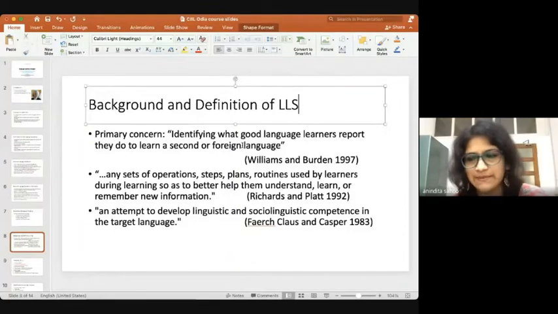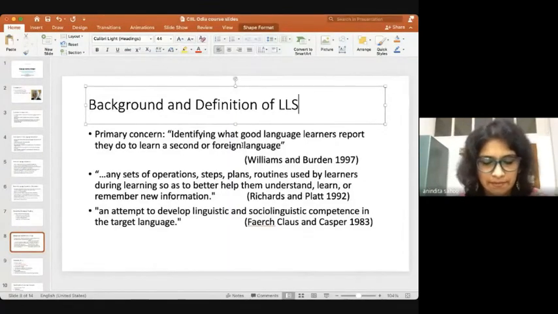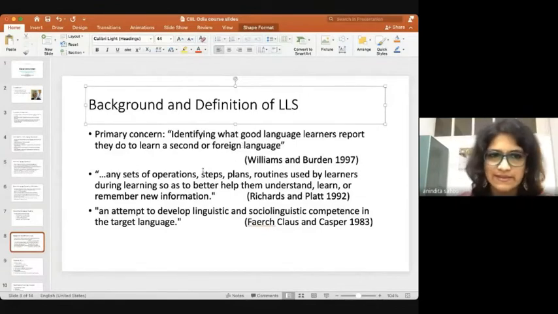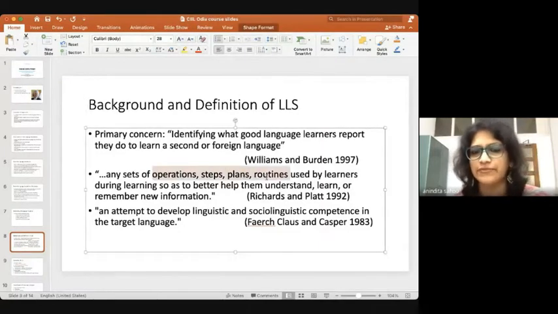जब सीखुचे से कौन कौन करुचे जो लिस्ट को नौते we will add it in the language learning strategy as it may kon kon ye hochi: any sets of operations that happen through the steps, plans, routines used by the learners during learning so as to help them better understand, learn or remember new information. It's a very long definition but primarily these are the functions you have to follow.